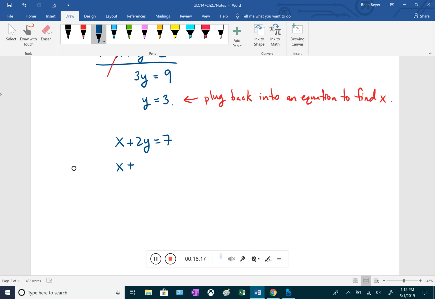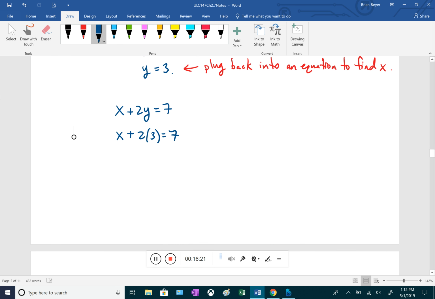So that's x plus 2 times 3 equals 7. Which gives us x plus 6 equals 7. Subtract 6 on both sides. 7 minus 6, we get x equals 1. So this gives us the ordered pair, x equals 1 and y equals 3. Once again, you could check these if you want by plugging them back in the original.